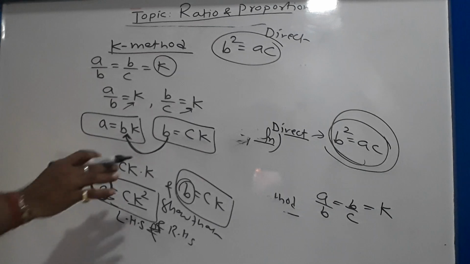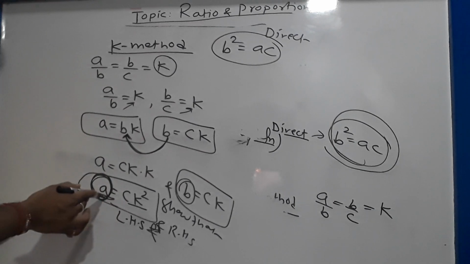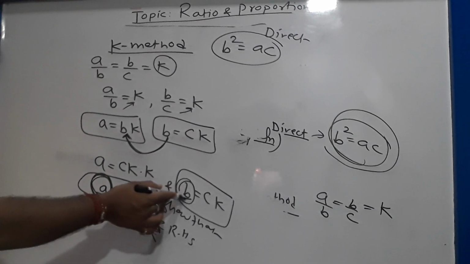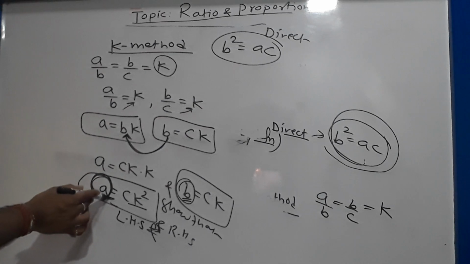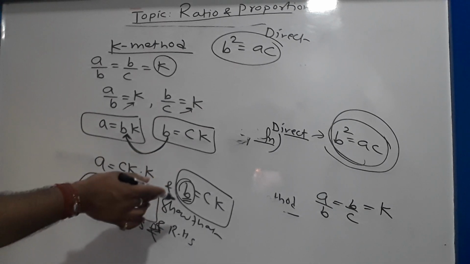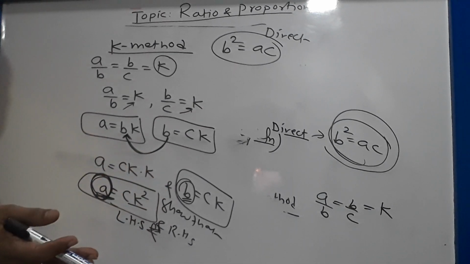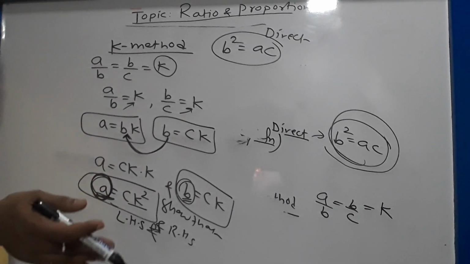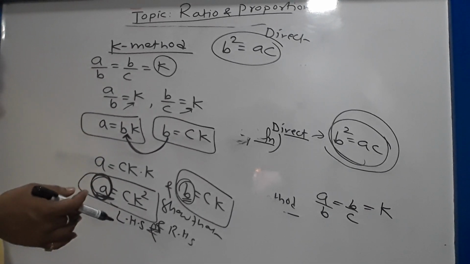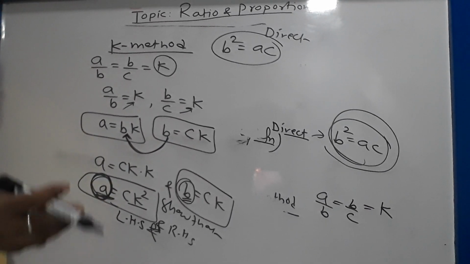Correct? Which part are you going to replace? Only A and B. C you will not replace. A by CK square, B by CK, and simplify left hand side, simplify right hand side, and show that both have the same value. Then left hand side is equal to right hand side, hence proved.